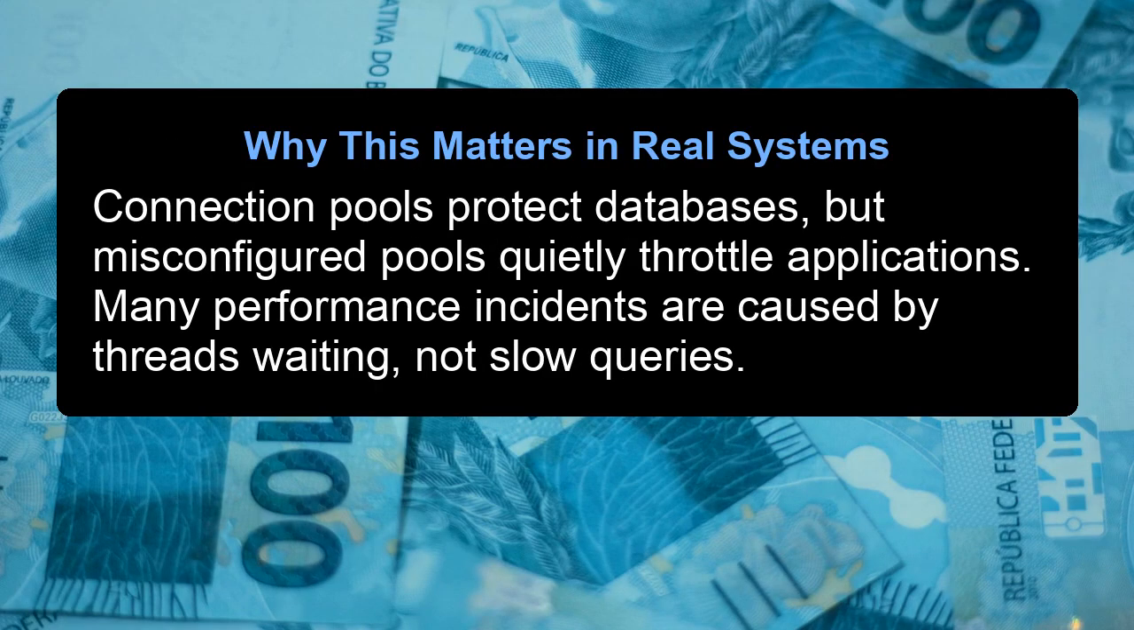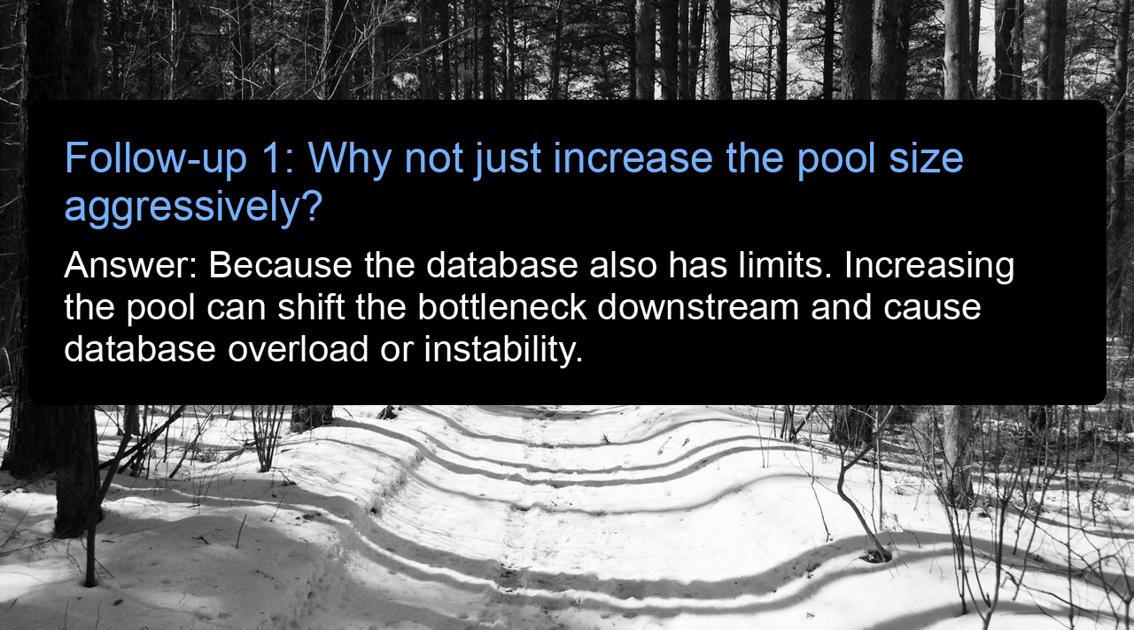Why this matters in real systems. Connection pools protect databases, but misconfigured pools quietly throttle applications. Many performance incidents are caused by threads waiting, not slow queries. Follow-up 1. Why not just increase the pool size aggressively? Answer: because the database also has limits. Increasing the pool can shift the bottleneck downstream and cause database overload or instability.